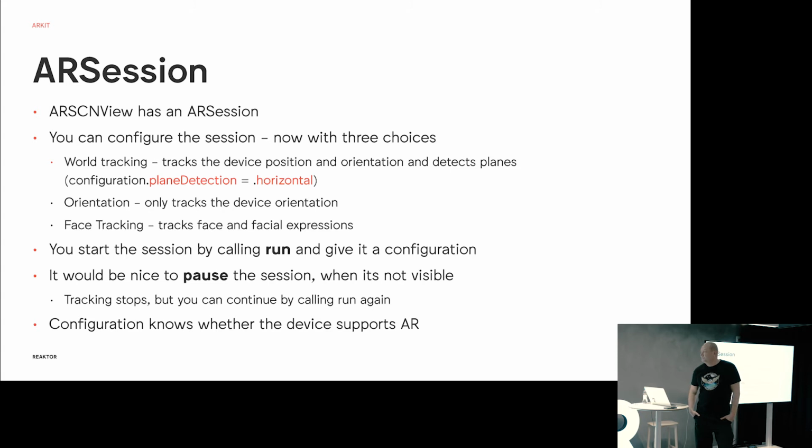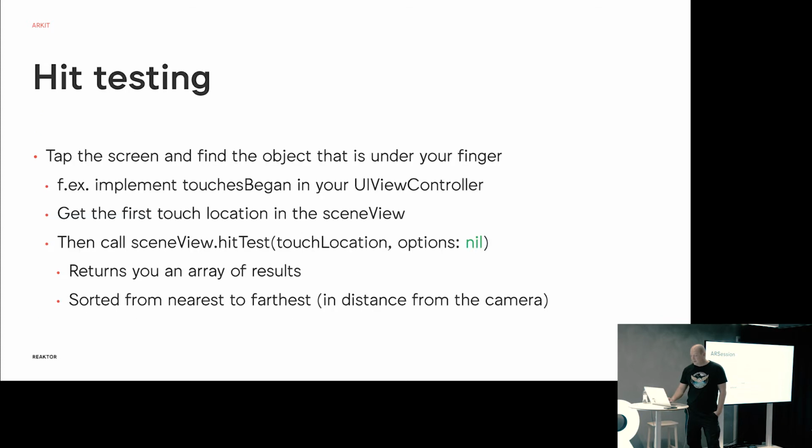And you need to start the session by calling run and give it a configuration. It would be a good idea to pause the session once the view is not visible anymore. For example, if you have some top score list or whatever, save the battery and so forth. And also the configuration knows whether the device supports AR. So that would be the place to detect whether the device is able to use it.